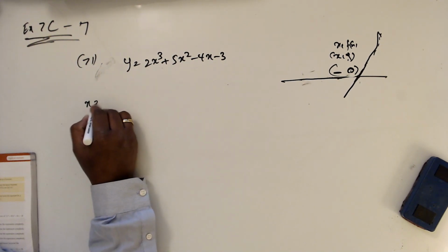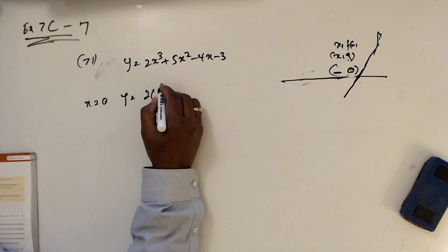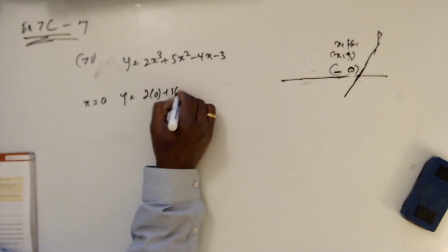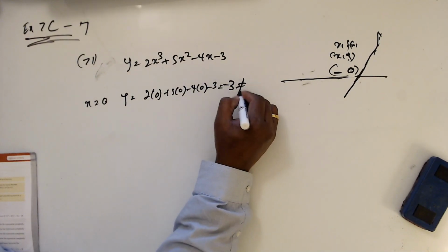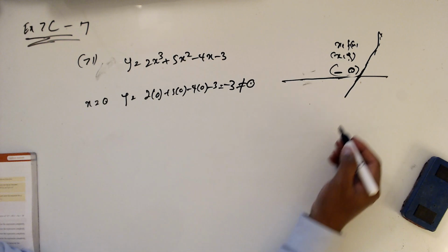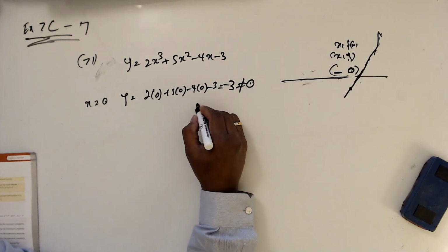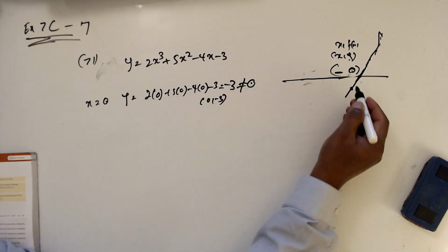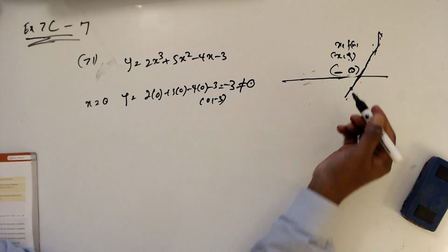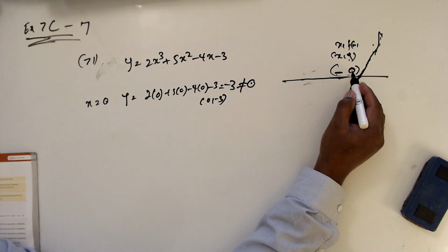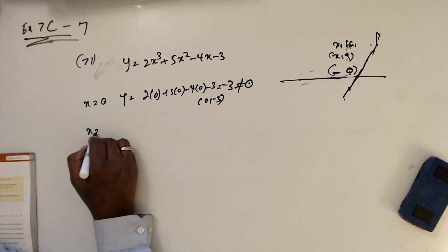Okay, let's see, x equals 0, then y equal 2 times 0, plus 5 times 0, minus 4 times 0, minus 3 equal minus 3, not equal to 0. Then you found a different point. This is actually when x is 0, y is minus 3. It is somewhere on this curve. We don't need that. We want the x value which makes y 0. That is the first task. That's the test we are doing.